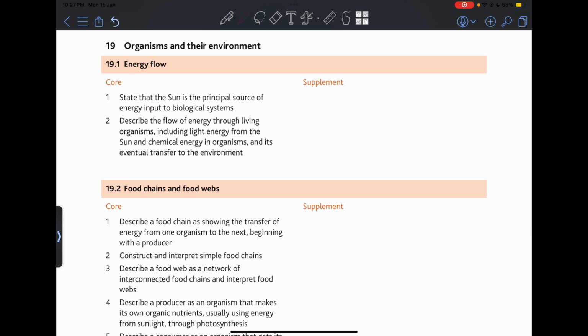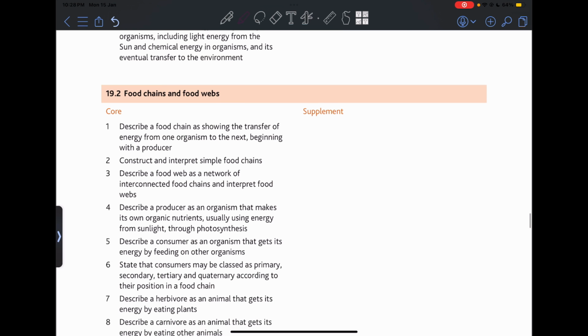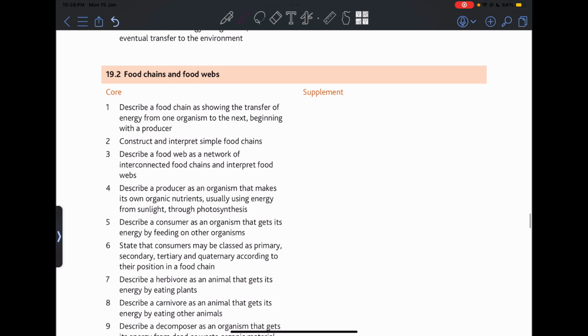19.1 Energy flow. Core and extended students state that the sun is the principal source of energy input to biological systems. So the sun will always start the energy charts and the energy flows in all food chains. Describe the flow of energy through living organisms, including light energy from the sun and chemical energy in organisms and its eventual transfer to the environment.